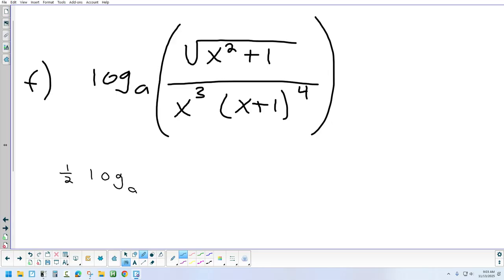And what are you going to put after the log? X squared plus 1. And how are you going to write it? In parentheses. Okay, that pretty much takes care of the top. There is nothing else to do there. That's as simple as you can make the top. Now, in the bottom, we've got a fraction. So we're going to do divided by.